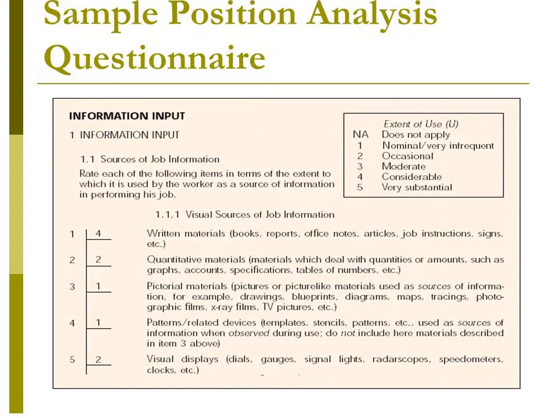They're then going through this section by section saying, for instance, in this case, visual sources of job information. How much do I use written materials, books, reports, office notes, articles, job instructions, signs, etc.? This person has indicated 4, considerably. Or if you look at the bottom, question number 5 is visual displays. So how often do they use dials, gauges, signal lights, radar scopes, speedometers, I don't even know what those are, and clocks. And they've said 2, occasionally.